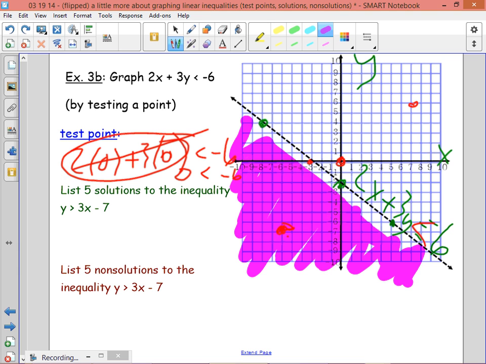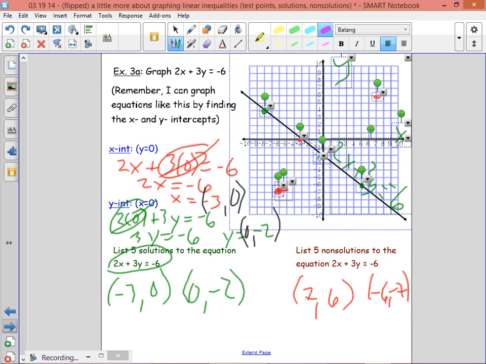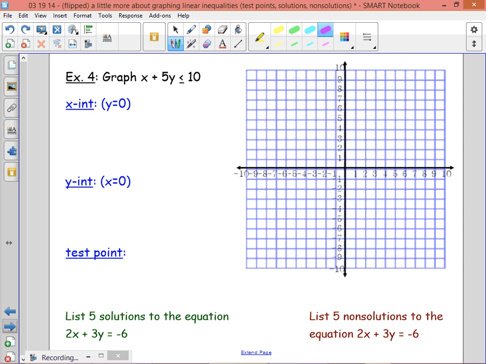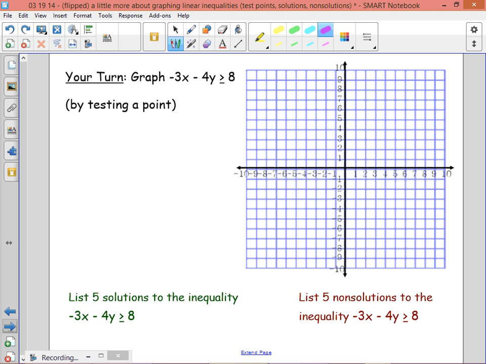And then list 5 solutions to the inequality and 5 non-solutions. By this point, I would hope that you can do that, so I will leave those to you. And then we're going to move on to our final example that we're going to do together. Let me just make sure. Yeah, there's a your turn next.